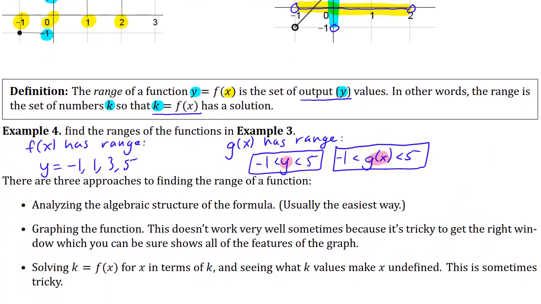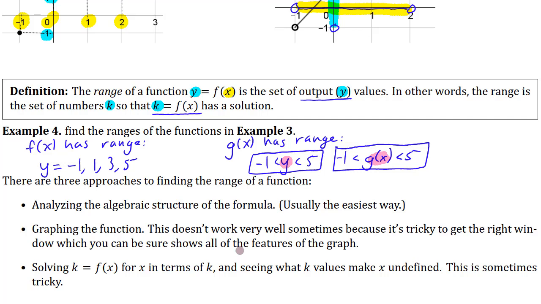Okay, so there are three approaches to finding the range of a function. You can analyze the algebraic structure of a formula, and for most of the problems we're going to look at, this is going to be the easiest way. If that doesn't work, you could graph the function. Sometimes this doesn't work very well if it's tricky to get the right window, especially on a TI-83 or TI-84 calculator. Sometimes it's hard to be sure you're getting all the right features of the graph.